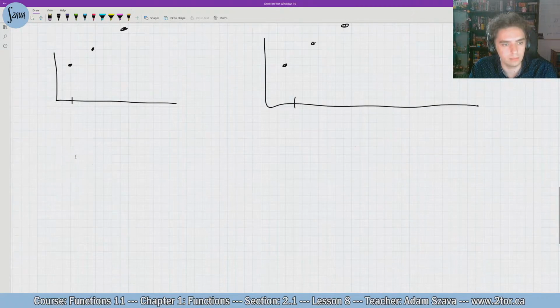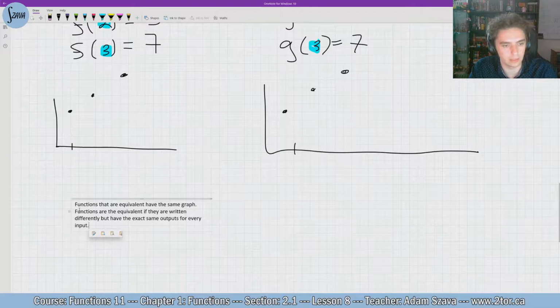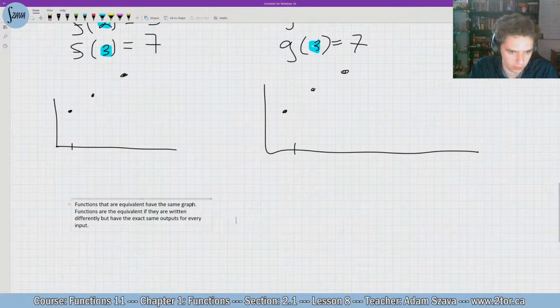I'll paste it there. Oh, not letting me paste. Okay, doesn't want me to. Sometimes it just doesn't like it when I try to paste things. There you go. Functions that are equivalent have the same graph. Functions are equivalent if they are written differently but have the exact same outputs for every input.